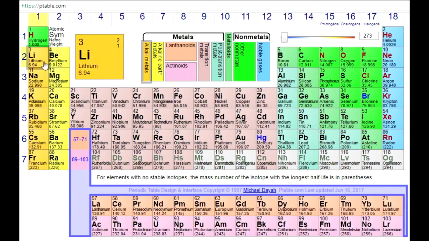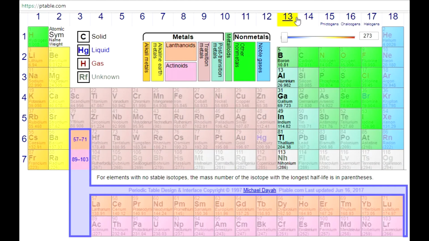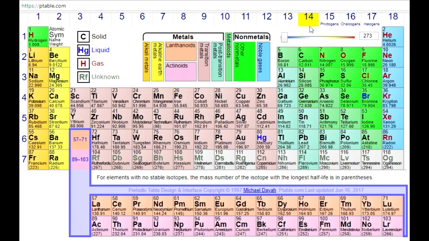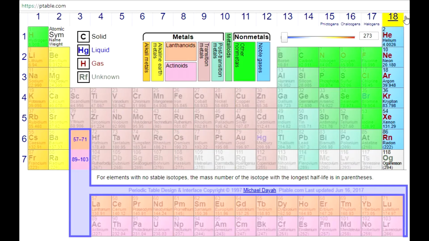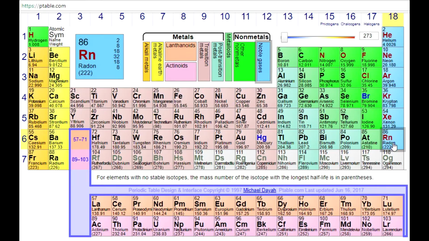But for now, the rule is everything in group 1 has 1 valence electron, everything in group 2 has 2 valence electrons, in 13 it has 3 valence electrons, 4 here, 5 for 15, 6 for 16, 7 for 17, and these have a full outer shell of electrons over here in group 18.